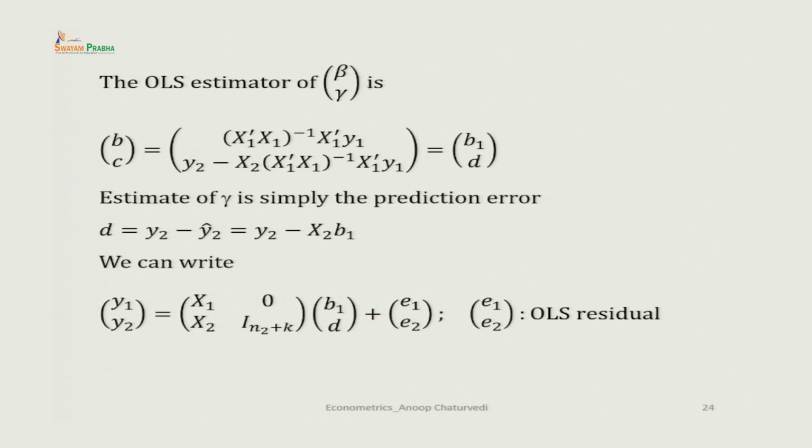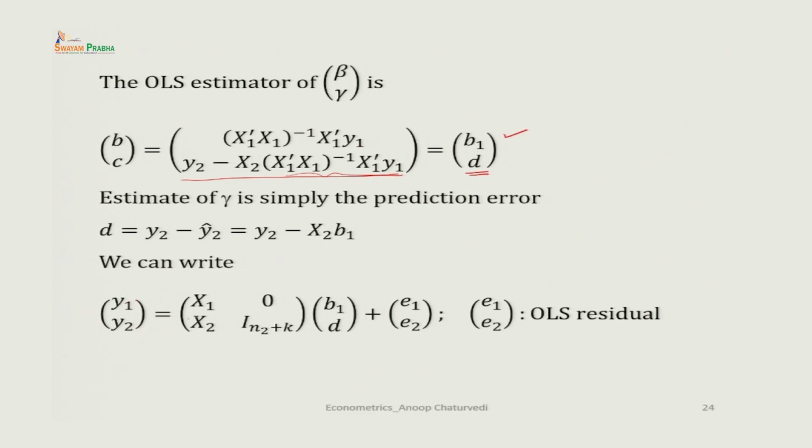Then the OLS estimator of beta, gamma is b, c. You can apply OLS to this equation and then you can easily obtain b1 equal to (x1 transpose x1) inverse x1 transpose y1, and c is equal to y2 minus x2 (x1 transpose x1) inverse x1 transpose y1. Now, notice that this c is equal to d. Here you get b1 and this c is equal to d. So, the estimate of gamma, which is c, is simply the prediction error d equal to y2 minus y2 hat, or y2 minus x2 b1. This is your b1.